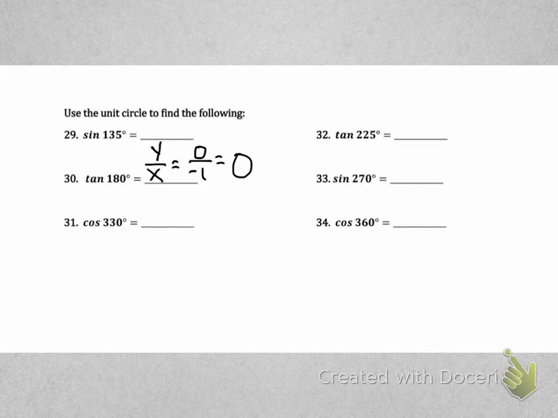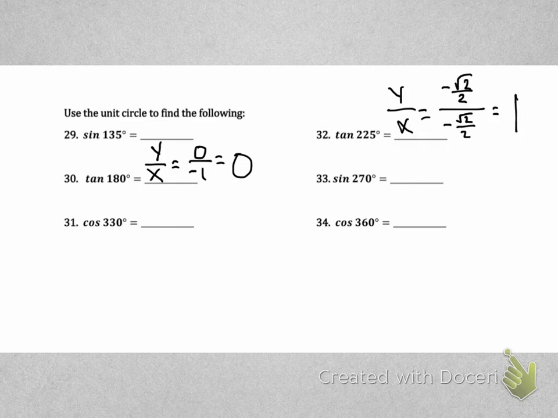So let's go back. Tangent, remember tangent is y over x. Okay, what was the x or y value at 225? It was negative square root 2 over 2, divided by what was the x value? Yep, negative square root 2 over 2. What happens if I take a negative square root 2 over 2 and divide it by a negative square root 2 over 2? If it's the same value, anything divided by itself is 1, and negative divided by negative is a positive. So my final answer is positive 1.